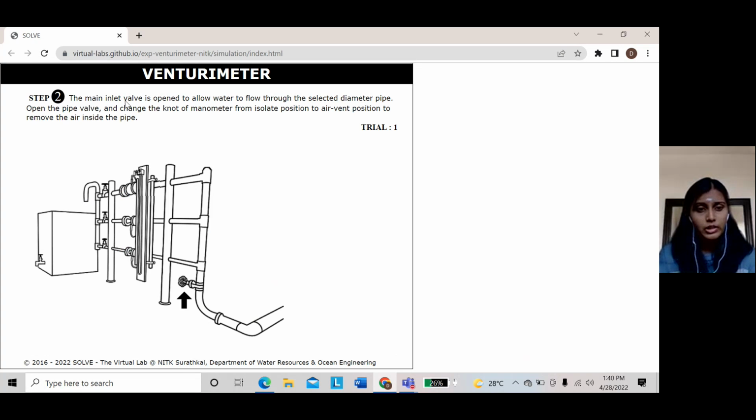Step 2. The main inlet valve is opened to allow flow through the selected diameter pipe. Open the pipe valve and change the knob of the manometer from isolated position to air vent position to remove air inside the pipe. Now open this. Click here. So second, we open the pipe valve to change the knob of the manometer.